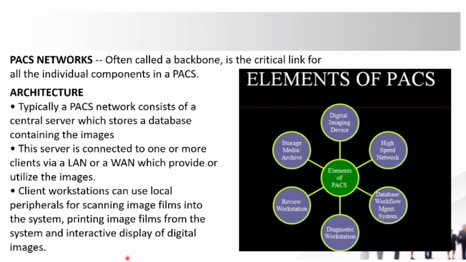Moving forward, we have the PACS network, which is often called the backbone. It is the critical link for all individual components in a PACS. Then we have the architecture, like how we are constructing it. Typically a PACS network consists of a central server. There will be a central server which will store the database which has the images. This server is connected to one or more clients via LAN or WAN, which provide or utilize the images.